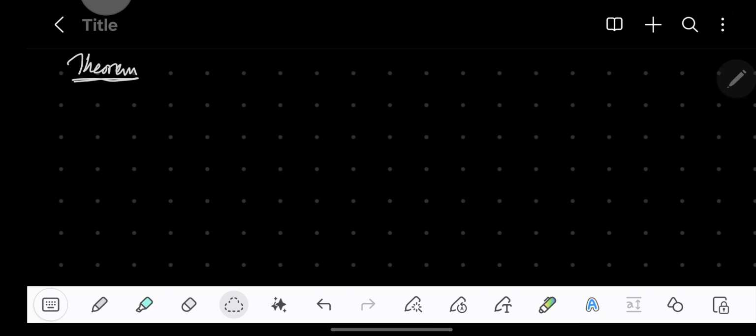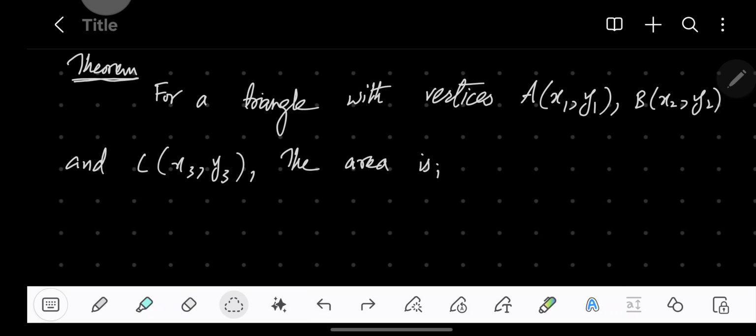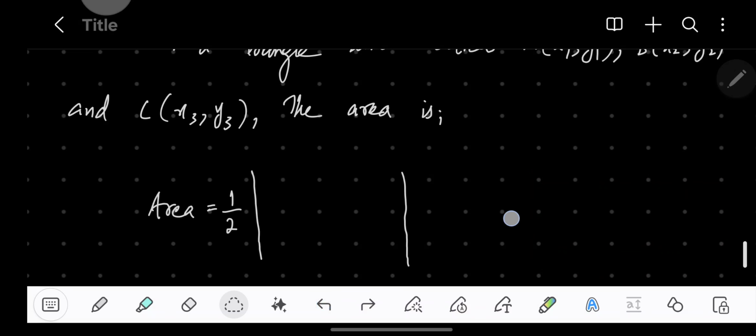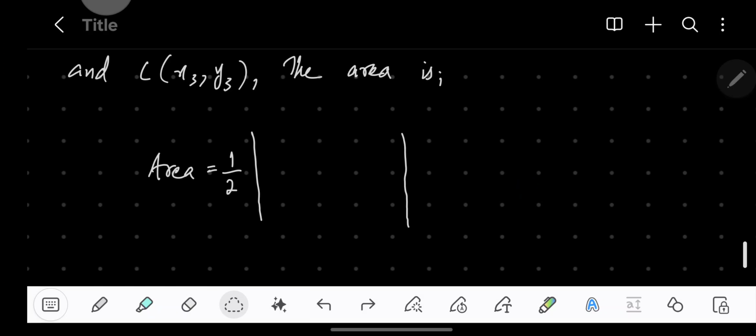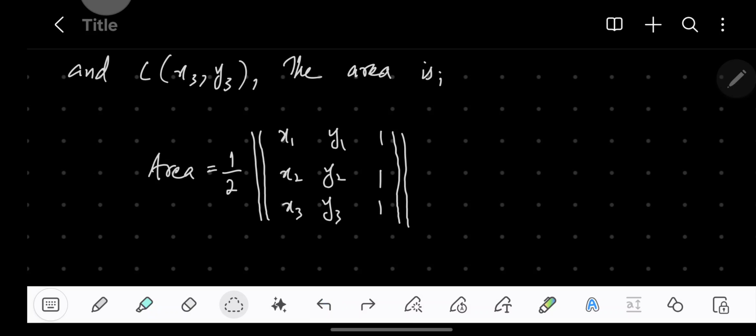So in this video we will study the determinant method. Actually, the absolute value of the determinant we will use to find the area of the rectangle, area of the triangle. Okay, so if you have a triangle whose vertices are x1 y1, x2 y2 and x3 y3, then the area can be found by the half of the absolute value of the matrix.